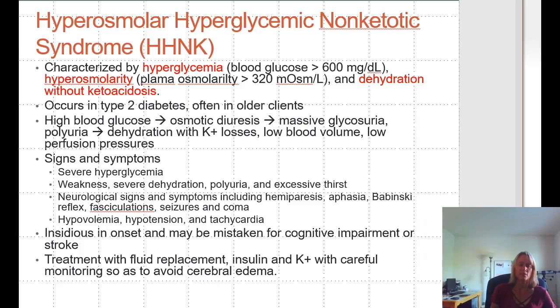So the signs and symptoms, we're going to see severe hyperglycemia, weakness, dehydration, excessive thirst, some neurological signs, including hemiparesis and aphasia, a Babinski reflex, fasciculations of the muscles, seizures, and coma. Now, this is more insidious in onset and often can be confused with cognitive impairment or strokes in older patients. This is treated with food replacement, insulin, and potassium.